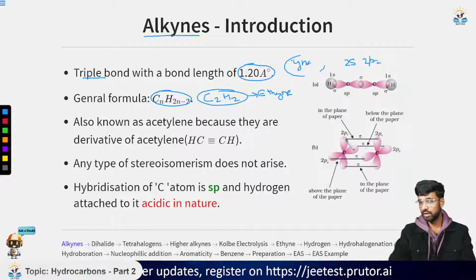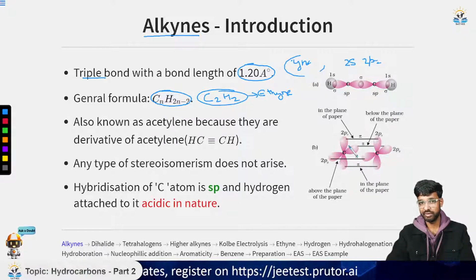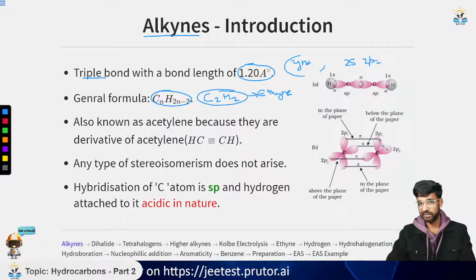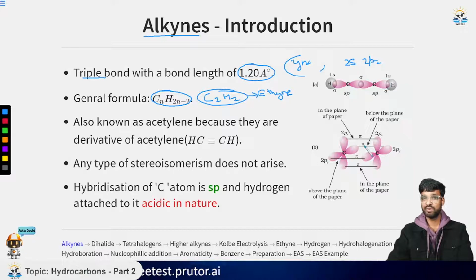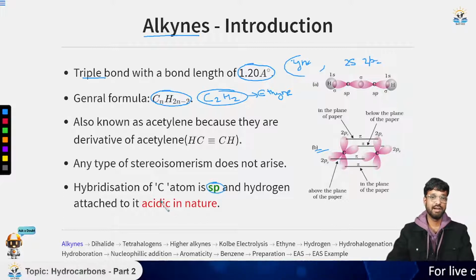Now the remaining two p orbitals, which are perpendicular to each other, that is px and py, will side-on overlap with the px and py of the other carbon and form pi bonds. We know that a pi bond is formed by side overlap, so this is the case that we have. So overall it has sp hybridization, and there is a hydrogen attached to this carbon.